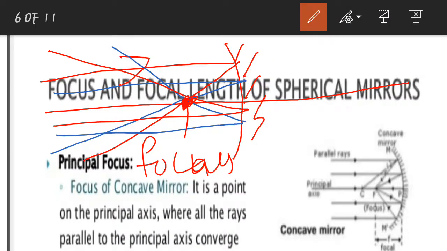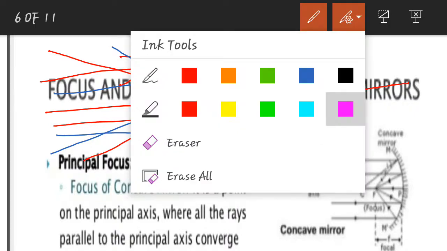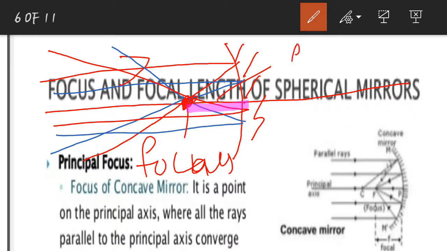Now the distance between this focus and the pole, we call it the focal length. Focal length. In the numericals we will be using this focal length.